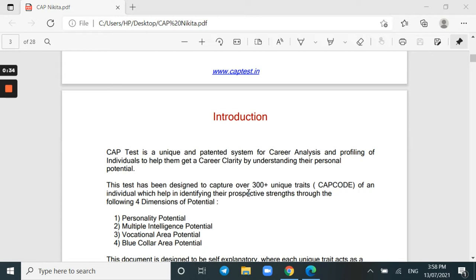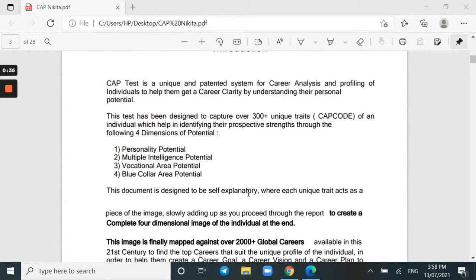In terms of the introduction, it says very specifically that this test has been designed to capture around 300 unique parameters, which are called CAP codes, which are your unique traits from four different angles, four different dimensions and potential. Now, what are these four dimensions and potential? The first one is the personality potential. There are around 6 types of personalities.